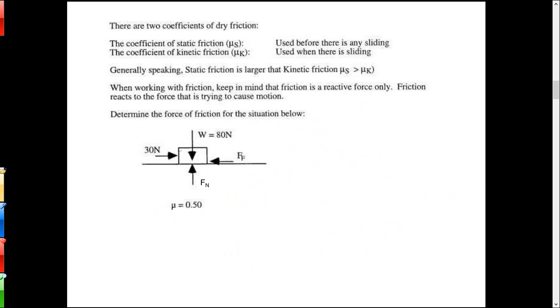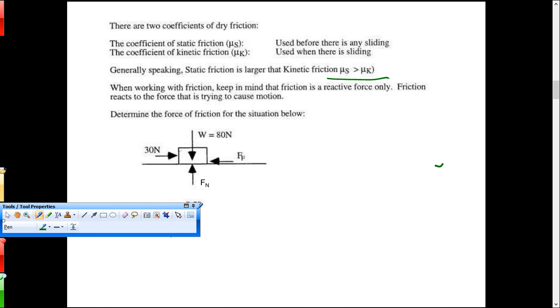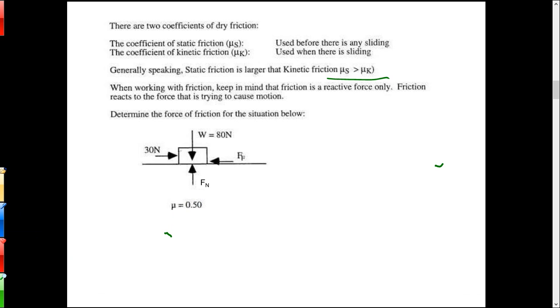Now let's look at another example. There are a couple of coefficients of dry friction. There's static, mu sub s, which is used before there's any sliding. And then there's kinetic, mu sub k, which is used when there is sliding. Generally speaking, mu sub s is bigger than mu sub k. It takes a little bit more of a push to get something to move than it does to keep it moving. Now keep in mind that friction is what I call a reactive force. It reacts to how hard you push.